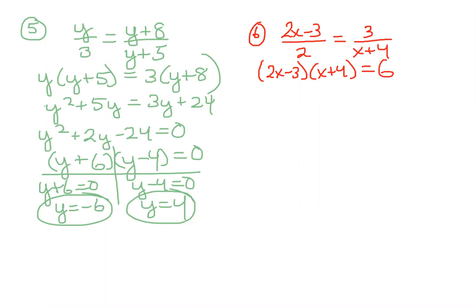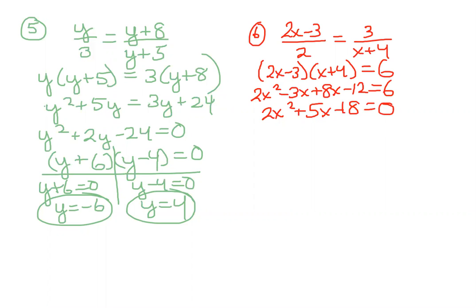We have to FOIL. So when we FOIL this side, we're going to get 2x squared minus 3x plus 8x minus 12. So we get 2x squared plus 5x minus 18 equals 0. That's a minus 18. How do we solve this?